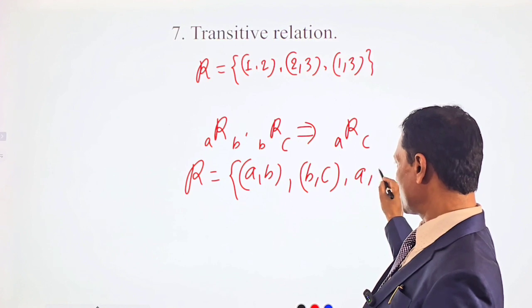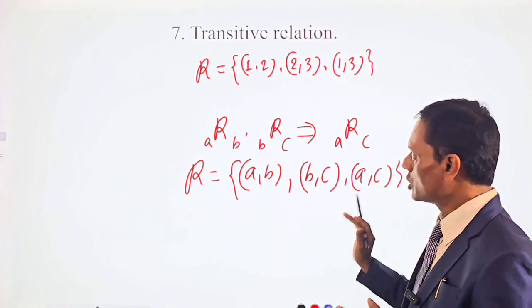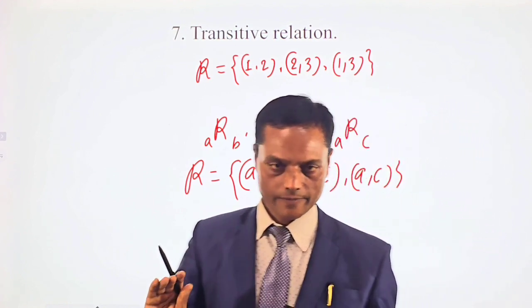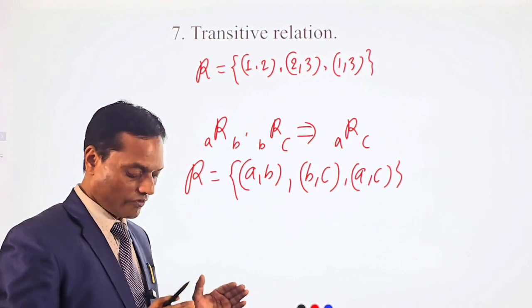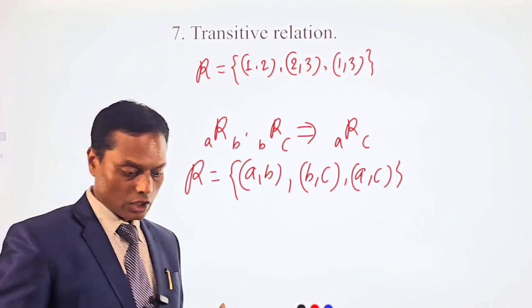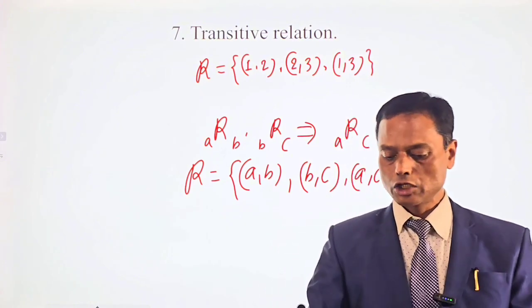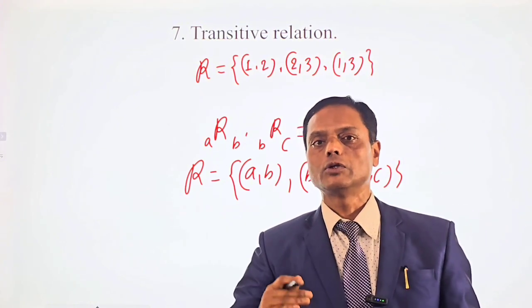Then A to C is compulsory to have a transitive relation, right? So I'm very assured that you are understanding. So what do we mean by the transitive relation? That is A to B, B to C. That should be from A to C as well.